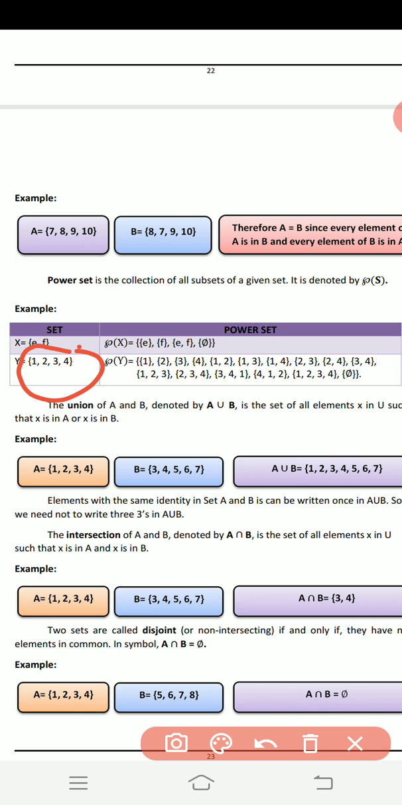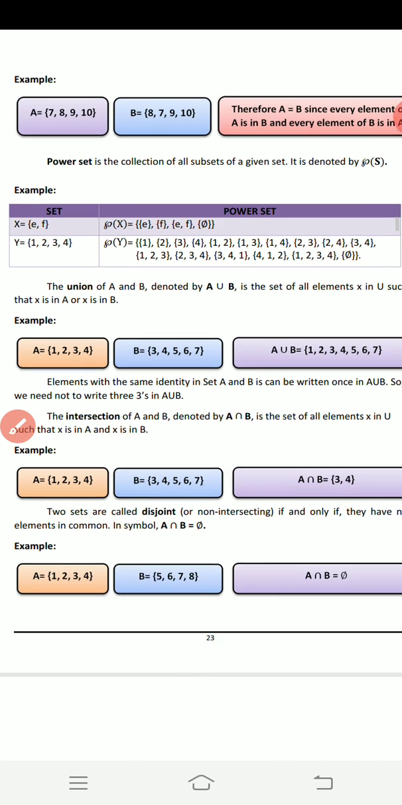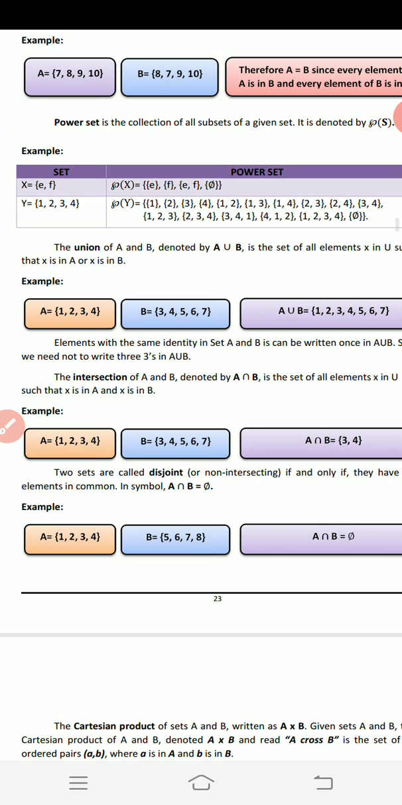Okay, what if we have... baka bibigyan ko kayo ng activity na about dyan sa power set na yan. And what if we have here the union of sets pala, kasi we cannot have a union of one set. The union of sets A and B denoted by A union B is the set of all elements X in U such that X is in A or X is in B.